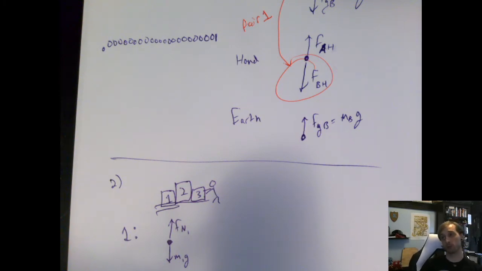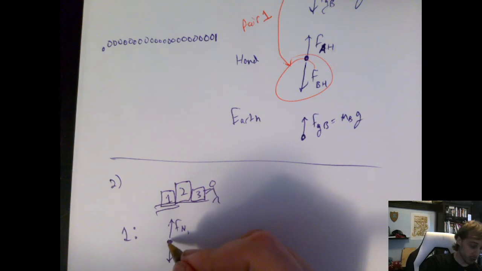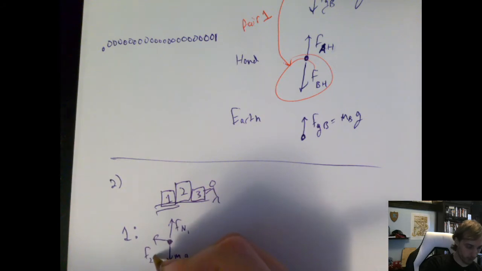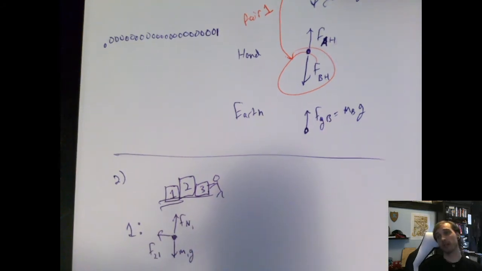The pair for the normal force would be the force on the floor going down from the box. Box 2 is pushing box 1 to the left, so I need a force from box 2 on box 1. Nothing is touching box 1 pushing it to the right, so there's no force going to the right.